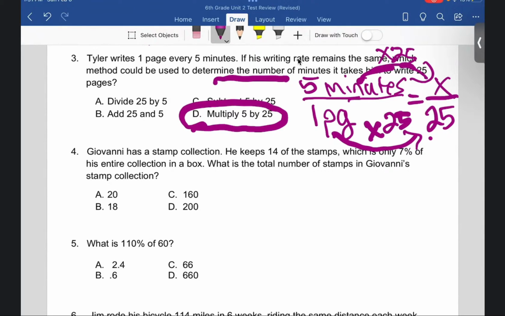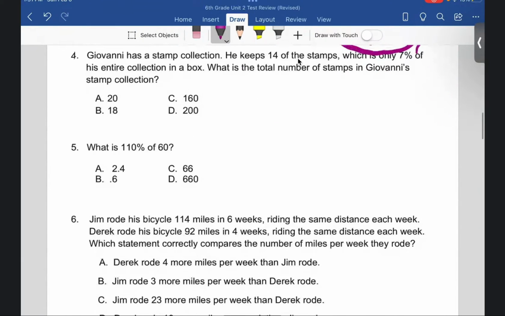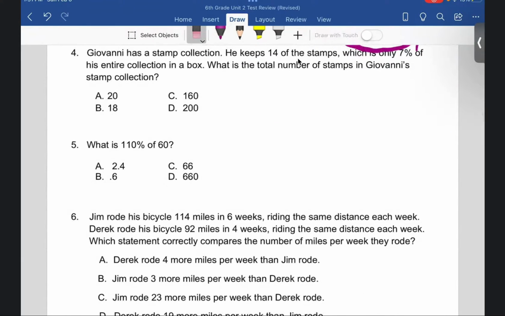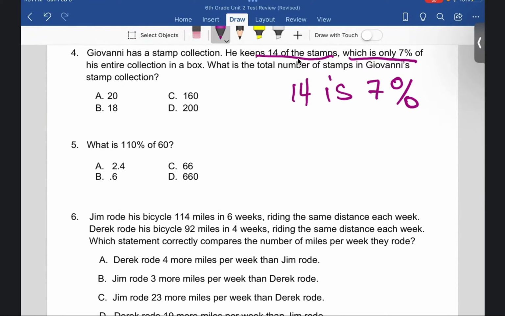Now, let's take a look at number 4. Giovanni has a stamp collection. He keeps 14 stamps, which is only 7%. So 14 stamps is 7% of his total collection. What is the total number of stamps in Giovanni's collection?